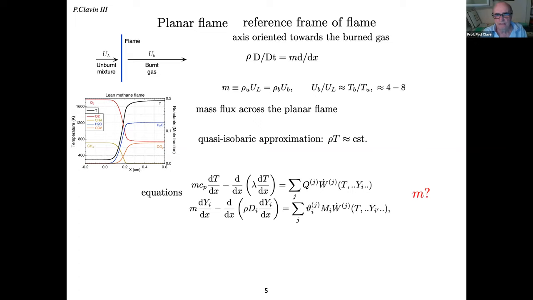And now the equations that I wrote at the beginning of the lecture, for the thermal equation and for the species, take the form of a second order differential equation in space. You have only one variable now, the space variable. And in the right hand side you have the production due to the reaction: heat release, and consumption or production of species Y by the reaction. So this is the system of equations that you have to solve.